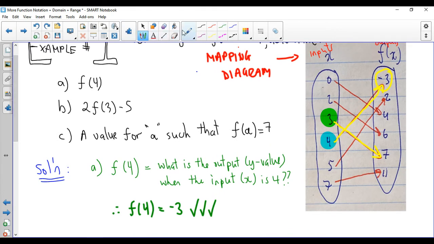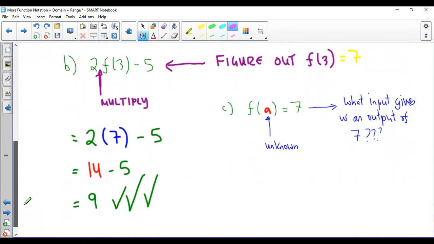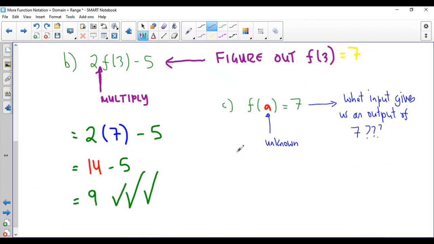And if you have a decent memory, you may have realized that, oh shoot, well, here the output is 7. What takes you to an output of 7? Well, an input of 3. So for this question, my answer, A equals 3, because f at 3 equals 7, which happens to be the answer we got for the one in part B.